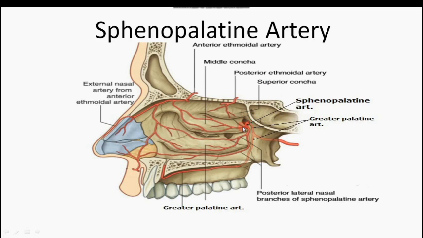One is the posterior lateral nasal. As the name indicates, lateral nasal, it will supply the lateral nasal wall. Whereas the other is the septal. The next branch is the septal. Clear? And we can see this branch, the posterior lateral nasal, continuing ahead, and we will talk about this one in the clinical anatomy.